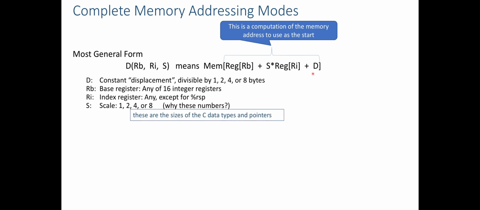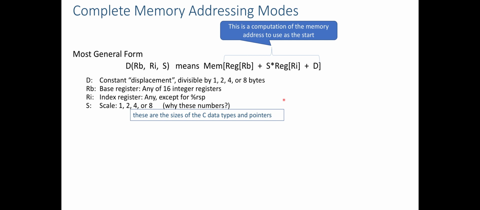So why this scale of 1, 2, 4, or 8? That's because these are the sizes of data types and pointers, and it's the same reason that the scale is limited to 1, 2, 4, or 8, because we're going to go into memory either in 1 byte chunks, 2 byte chunks, 4 byte chunks, or 8 byte chunks.